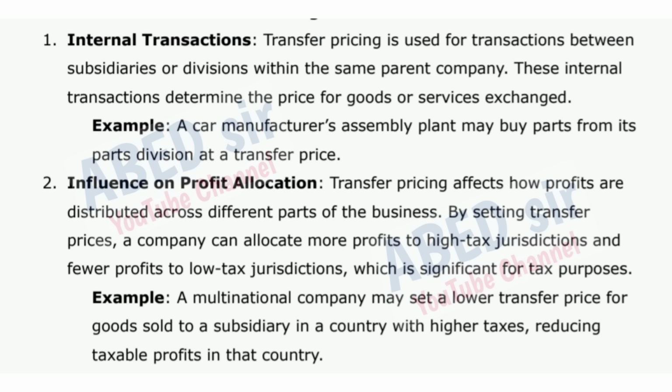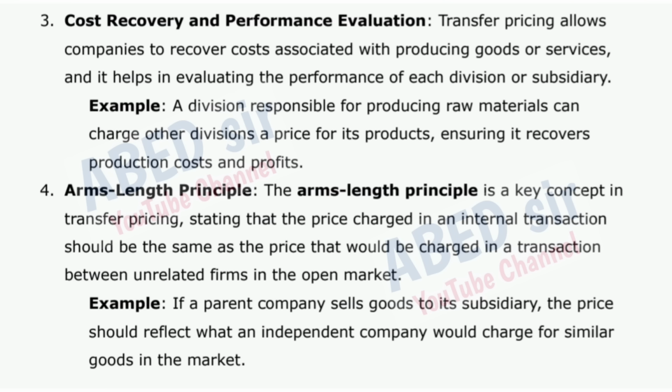Example, a multinational company may set a lower transfer price for goods sold to a subsidiary in a country with higher taxes, reducing taxable profits in that country. 3. Cost recovery and performance evaluation. Transfer pricing allows companies to recover costs associated with producing goods or services, and it helps in evaluating the performance of each division or subsidiary.